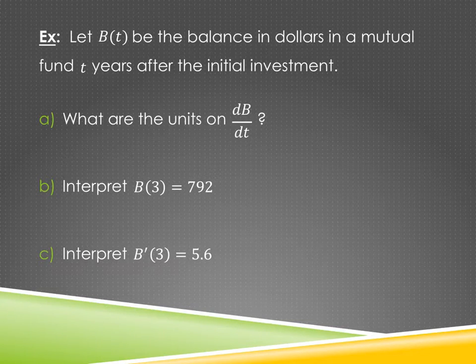Okay, so we're going to have a function. It's going to be called capital B of t, and it's the balance in dollars in a mutual fund, t years after an initial investment. So the first question asked is, what are the units on dB dt? Now, this is the friendliest way to ask the question because it's written in the fractional slope notation. What are the units on B? Dollars. What are the units on t? Years. So what are the units on dB dt? Dollars per year.